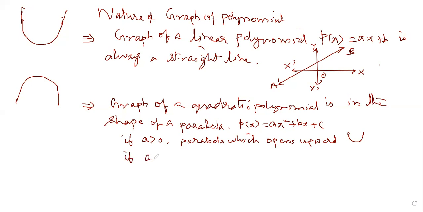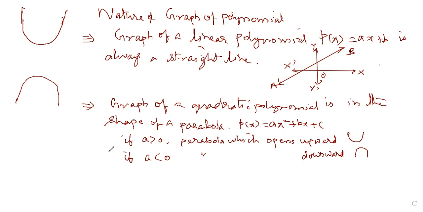If a is less than 0, meaning a is negative, just check if minus is written before x square, like minus 2x square or minus 3x square, then its graph will be a parabola which opens downward. Its graph will be like this, opens downward.